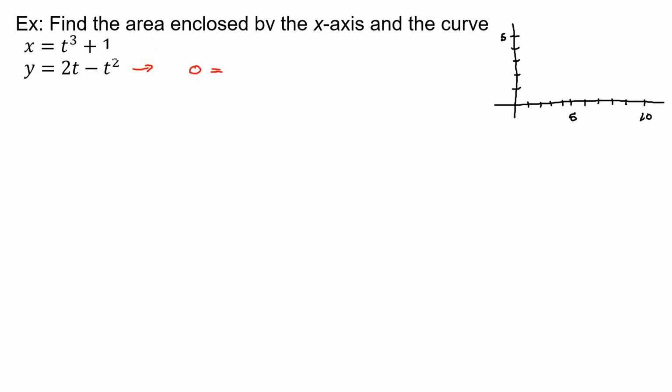So I need 0 equals 2t minus t squared. Factor out the t, and I'll have a 2 minus t. So either t is 0 or t is 2. So when t is 0 or t is 2, I get a function that will hit the x-axis. And so if I plug those two values back into the x, I'll get that x would be 0 cubed plus 1, which is 1. Again, I slightly erased the number 1 right there.